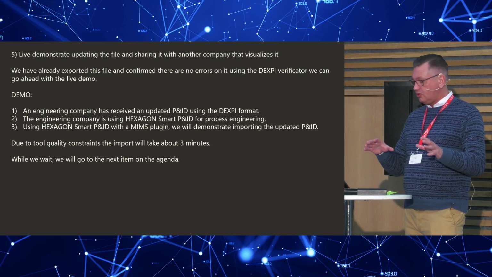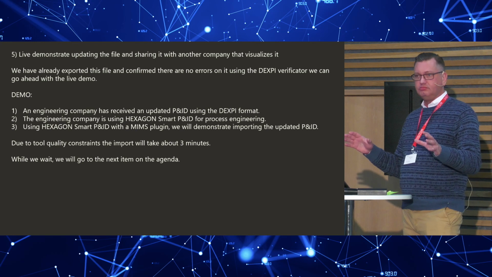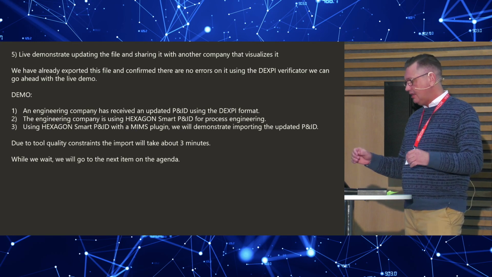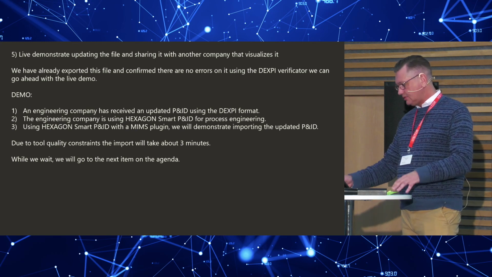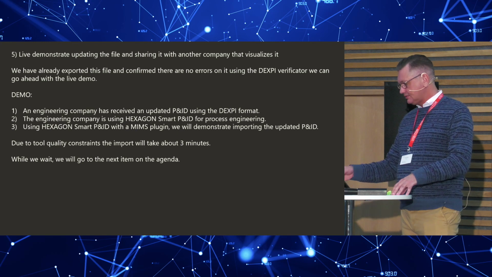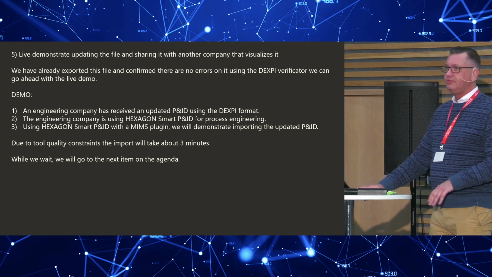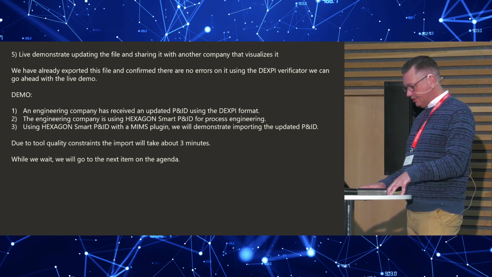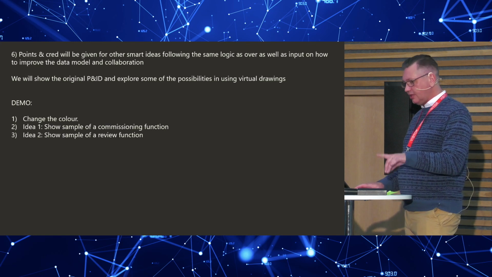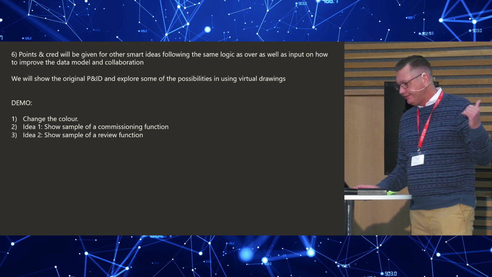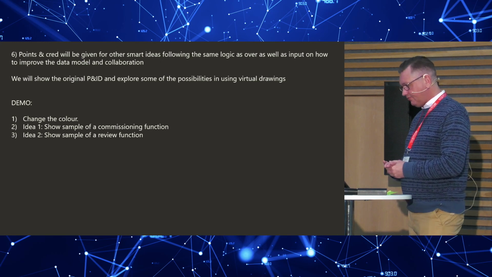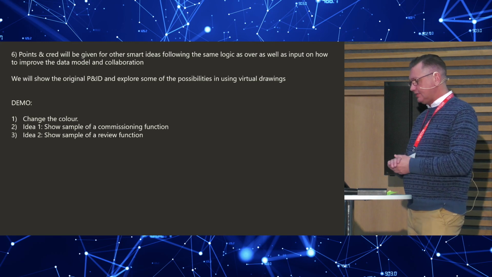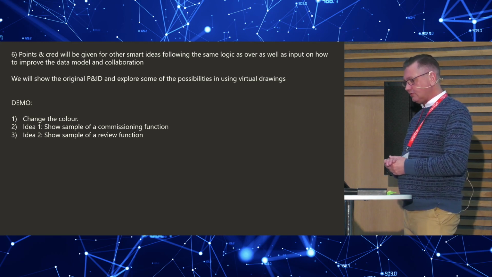But we used Hexagon here, but we could have used any other structured data model as well. We had one license laying around, so it was easy to use, but it could be Aviva or something. We support Bentley, Autodesk, Ocotec solutions, Aviva, Siemens, so we can find plugins for all of them. But wait, there was another sixth, and that was the points and credit to be given for following the same logic as over, as well as input on how to improve the data model and collaboration.